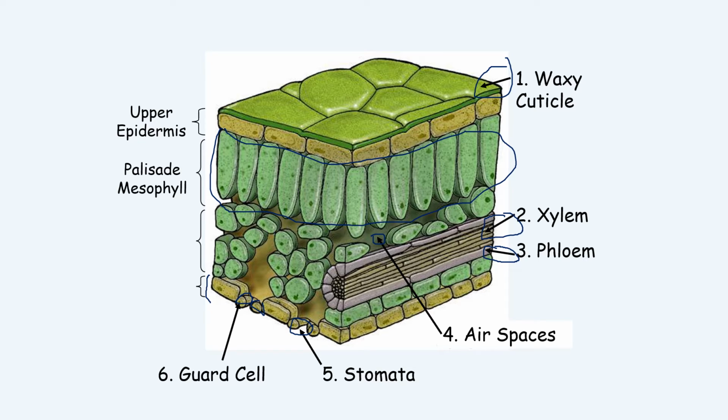And then this layer below it, the one with the holes that look like a sponge, would be your spongy mesophyll layer. And then lastly, you've got your lower epidermis. Well done if you managed to get that all correct. If you didn't, then make sure you learn how to label the leaf because it does come up.